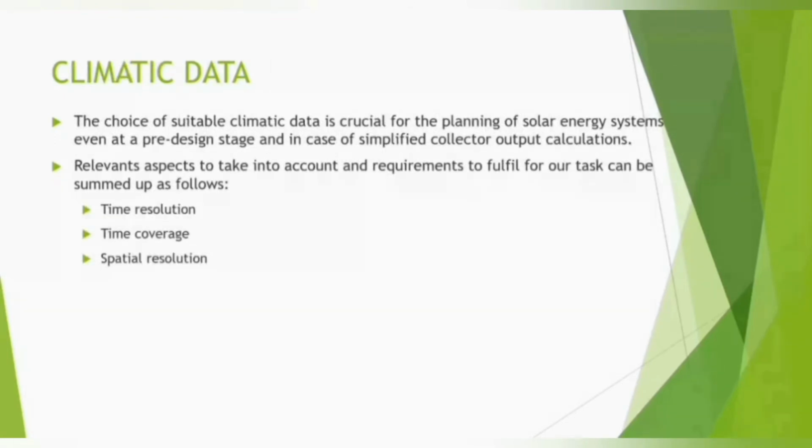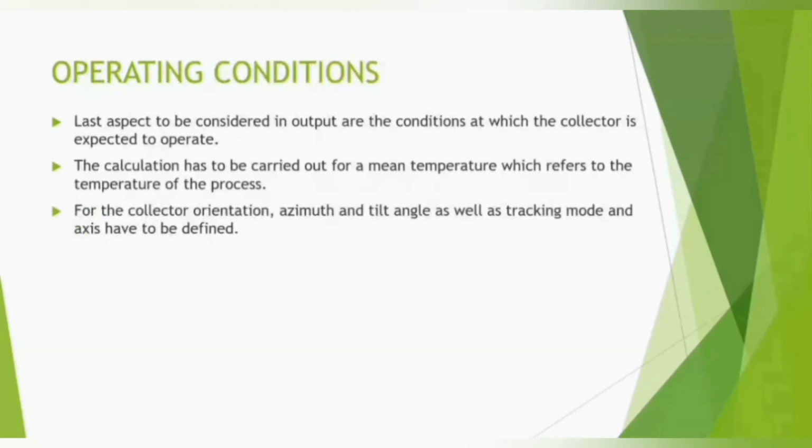Alright, for the second information, which is the climatic data, the choice of suitable climatic data is crucial for the planning of solar energy systems, even at a pre-design stage, and in case of simplified collector output calculations. There are 3 relevant aspects to take into account and requirements to fulfill for the task. The first aspect is time resolution. The second aspect is time coverage, and the third aspect is spatial resolution.